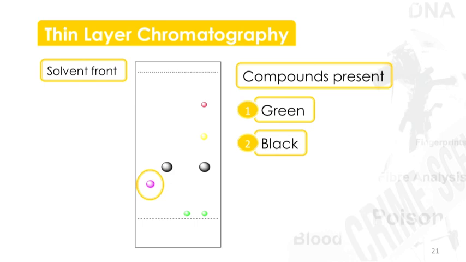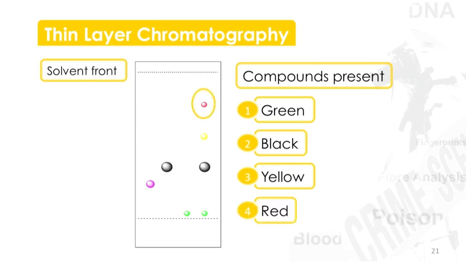But here we can also see 2 other spots have appeared. There's a yellow spot and a red spot. These are not matching any of our standards. So we can say that this unknown mixture contains at least 2 more compounds, and we have no idea what they might even be.